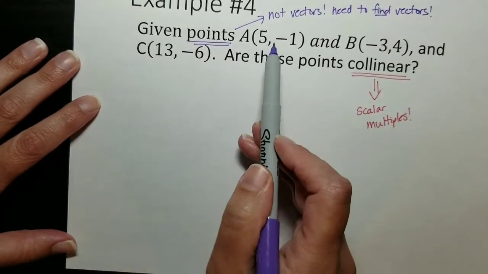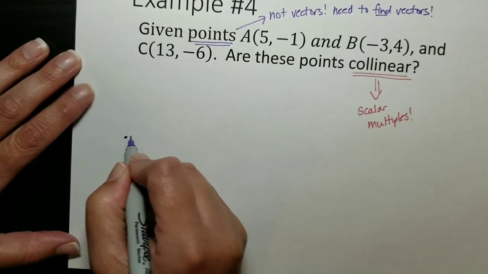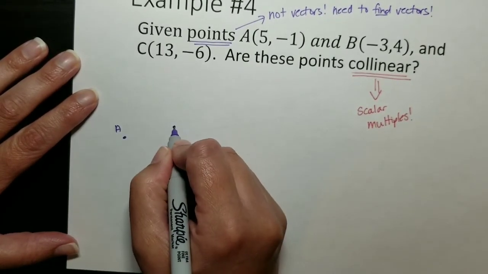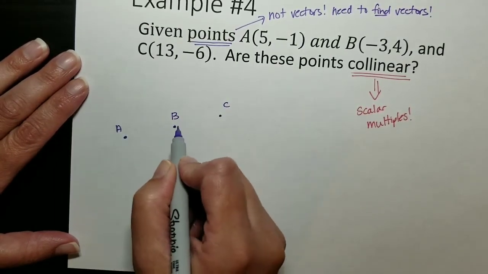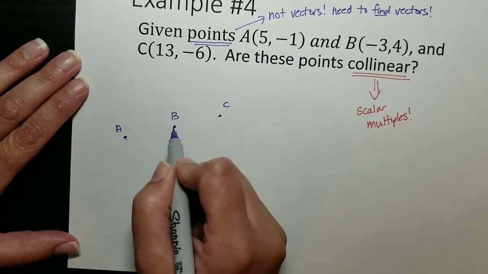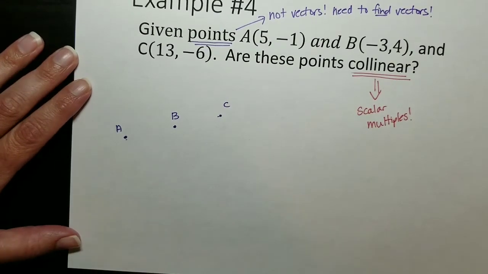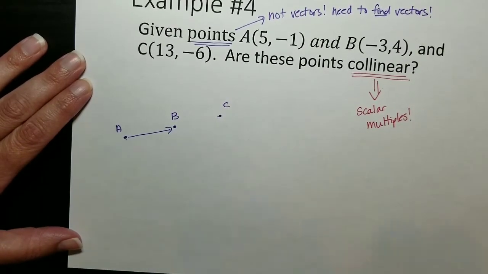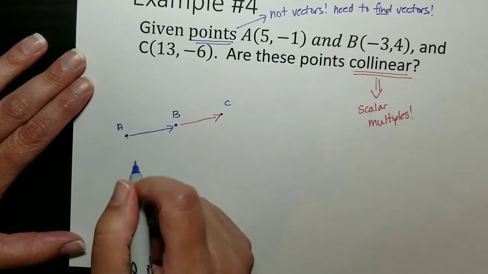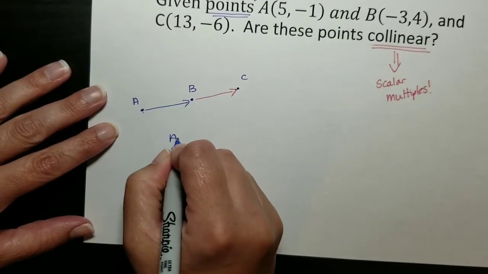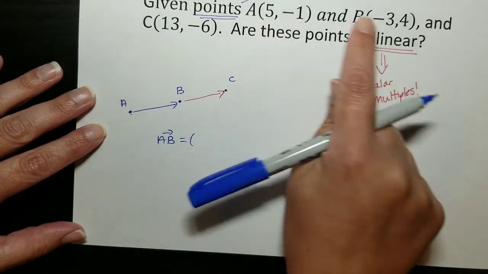So we need to figure out 2 vectors between these 3 points, and it doesn't really matter which ones you choose. You could pick AB and BC. You could pick AC and BC, AB and AC. It doesn't really matter. I'll probably do AB and BC. So vector AB, remember we do the end minus the start.